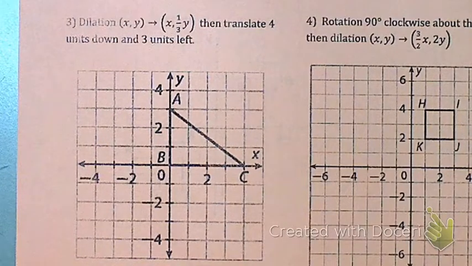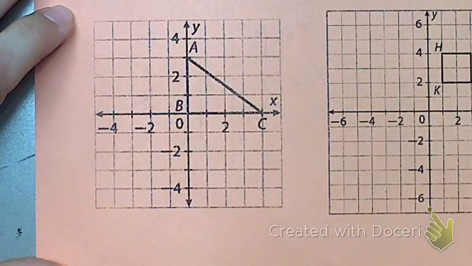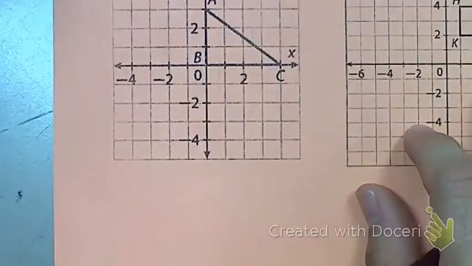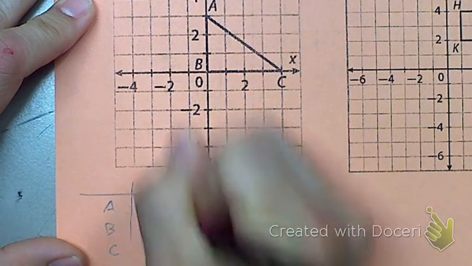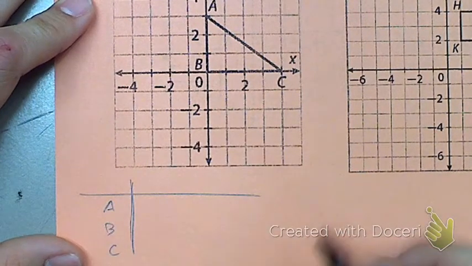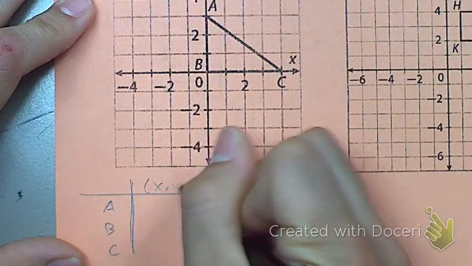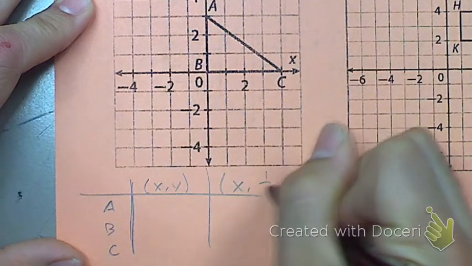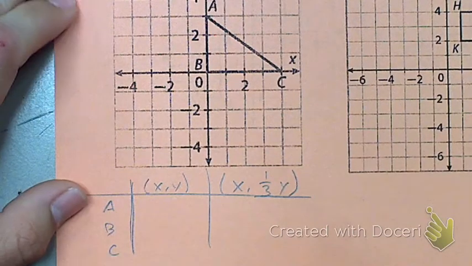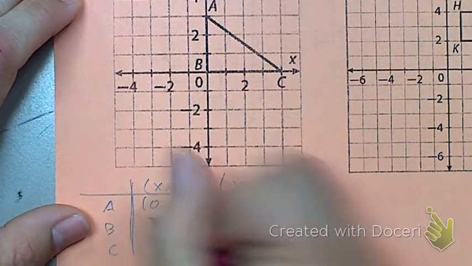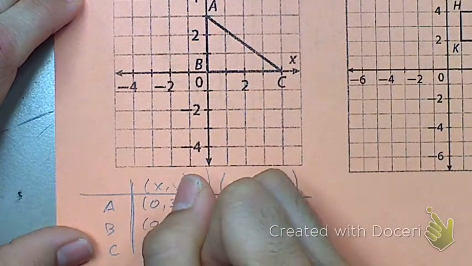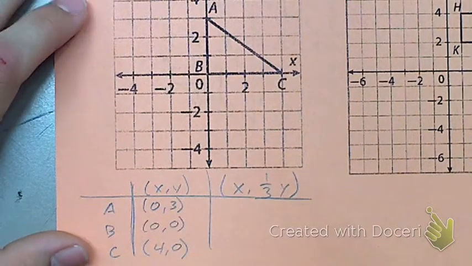Moving on, number 3. Says dilation. So I start by drawing a table. Label it A, B, C. This is number 3, right? Yes. Where's my A point at? 0, 3. Where's B? 0, 0. And C? 4, 0.